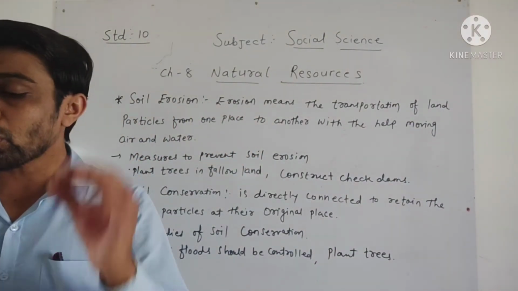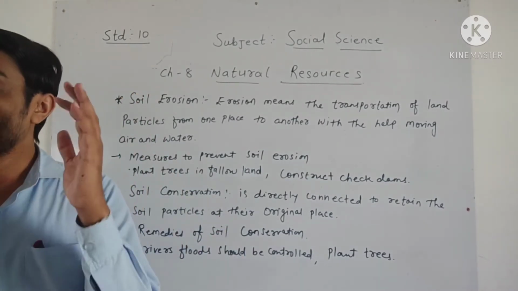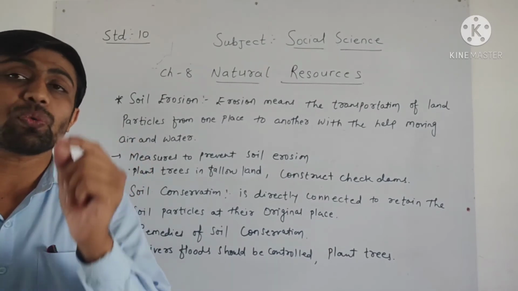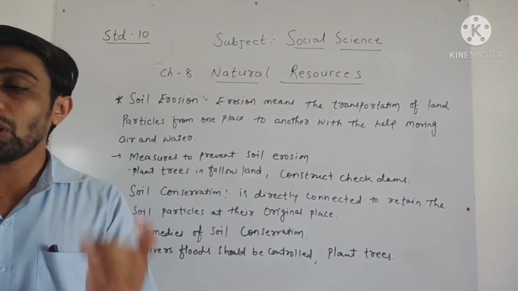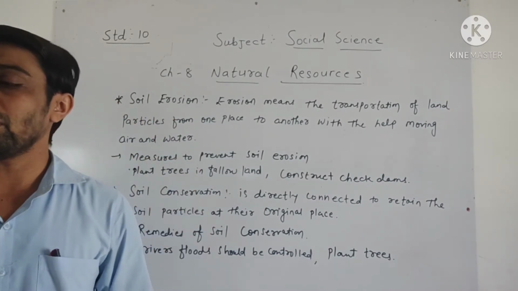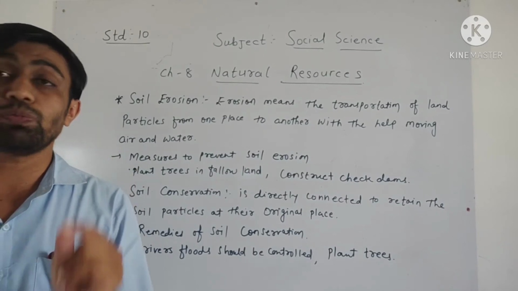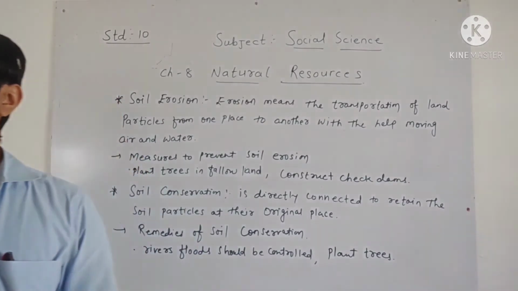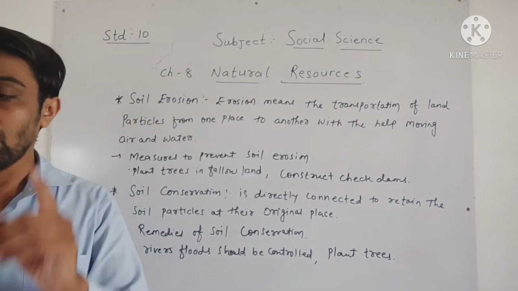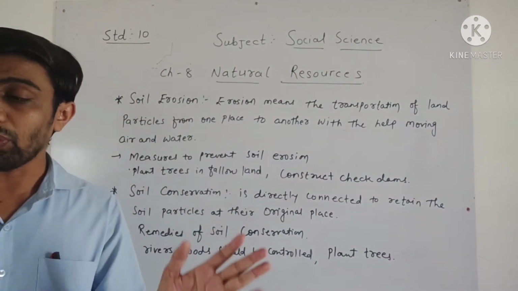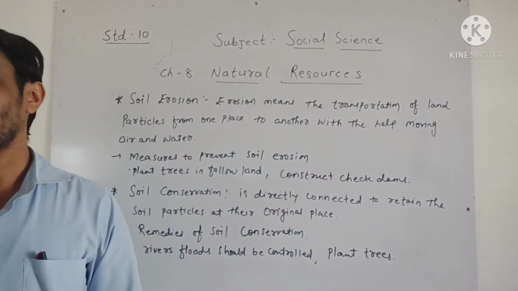Next, a series of trees should be grown near the desert region to prevent the wind with more velocity. They are saying that a series of trees should be grown near the desert region to prevent the wind with more velocity, and it will stop the advancing desert. Next, they are saying that the river flood should be controlled by diverting its flow into other rivers and dry river beds. This is the most important one.